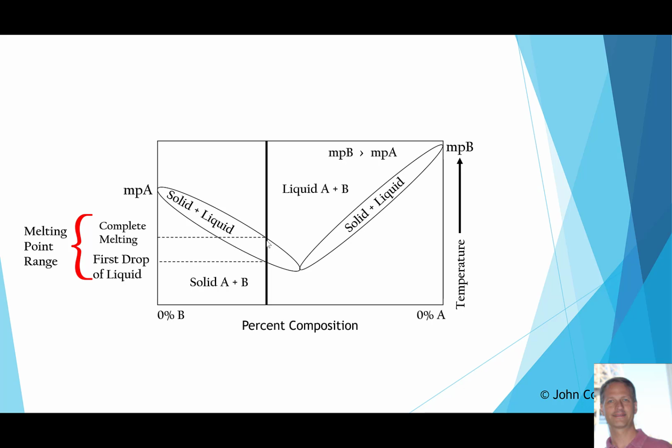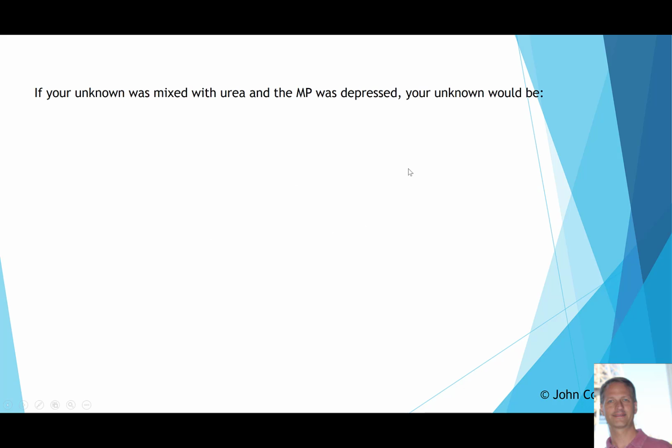Now that little point down there at the bottom, that again is called your eutectic point, right? And if you continue to heat beyond that, which you certainly can, your capillary tube would just be filled with liquid A and liquid B. So by adding an impurity to our compound, or by doing that mixed melting point, we're going to witness one of two things. So let's look at our example again.